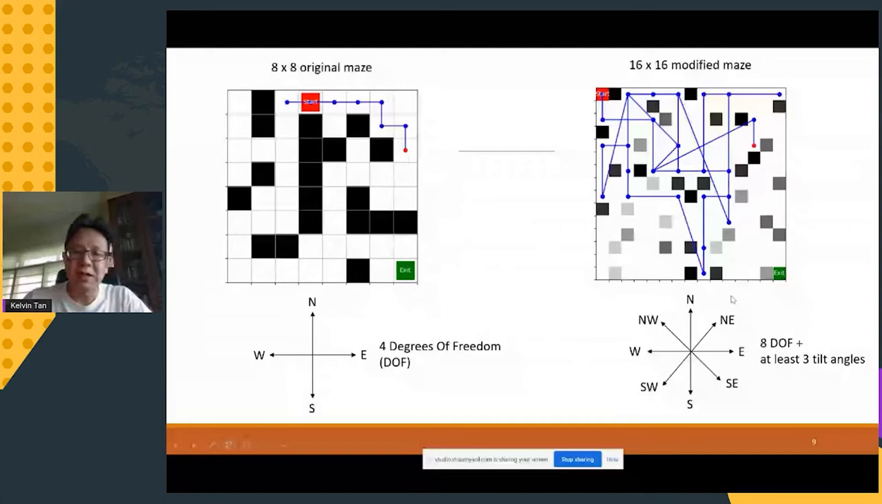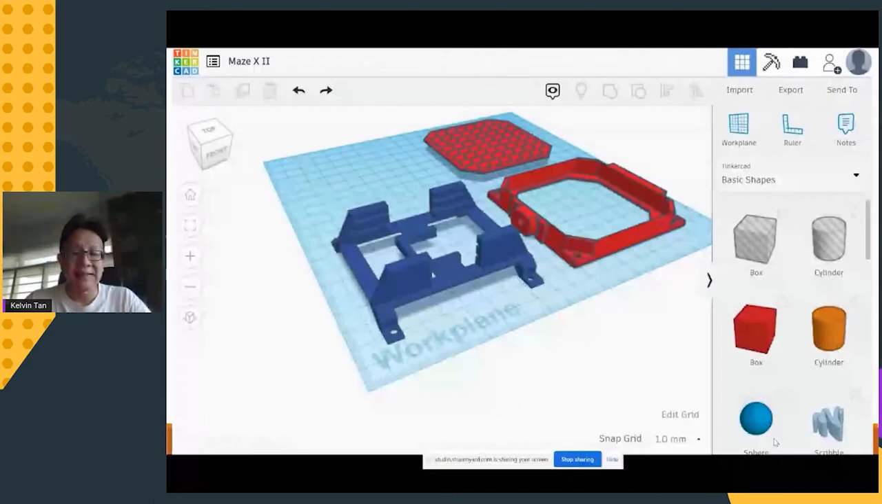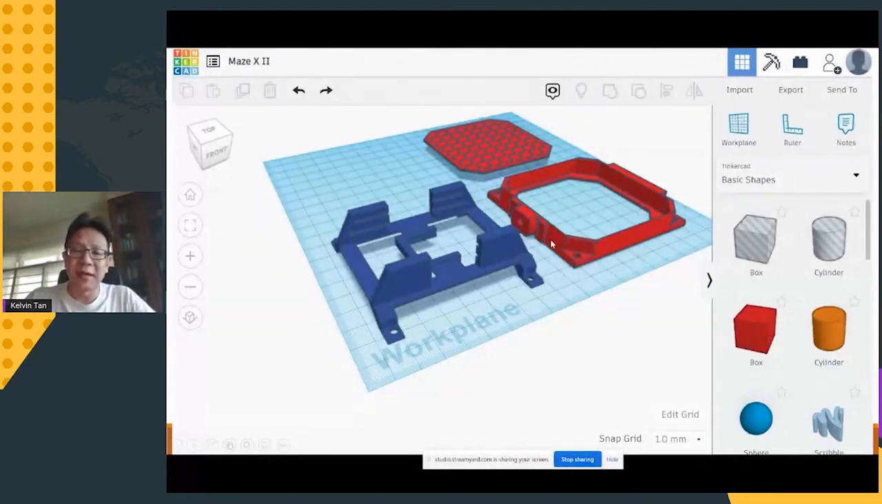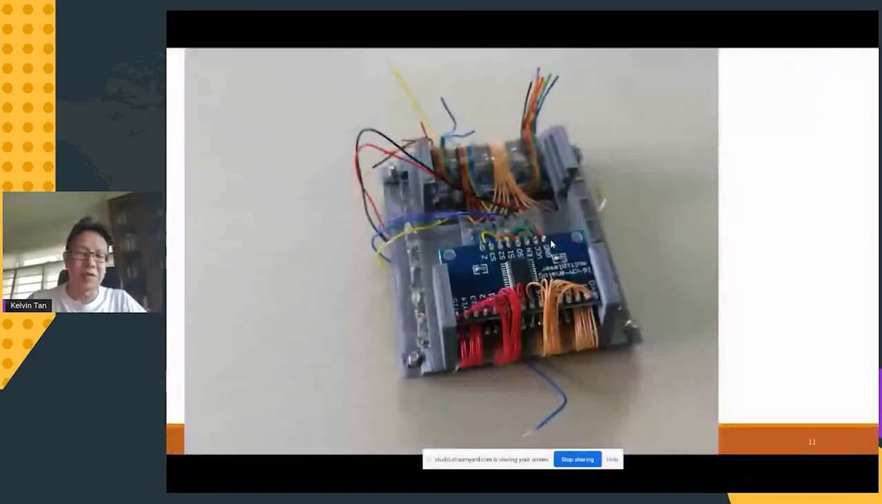Otherwise, you will take up a lot of computational power. The platform is printed using a simple open source CAD designer. In this case, I use Tinkercad for the initial prototype. It's simple, but quite tedious, right? Any mistakes would result in parts not fitting and have to be redesigned and reprinted. So this is the photo of the platform.